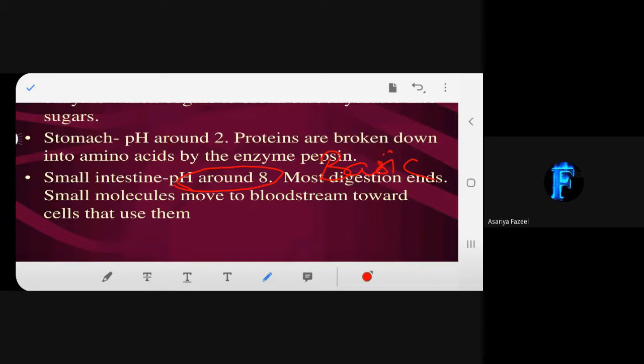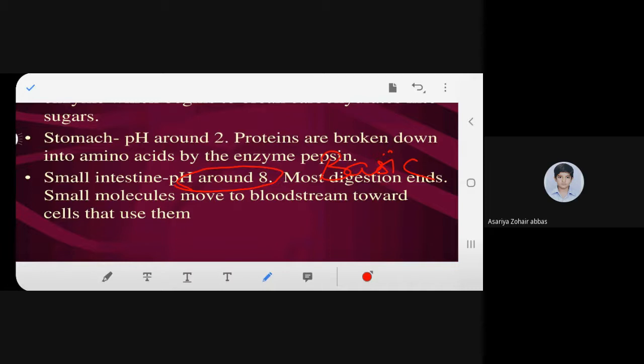In the mouth, carbohydrate is broken into glucose. In the stomach, proteins are broken down into amino acids. The enzyme present in the mouth is amylase. The enzyme present in the stomach is pepsin. Is this clear? Now, in the small intestine, everything is completed. The digestion is completed in the small intestine.